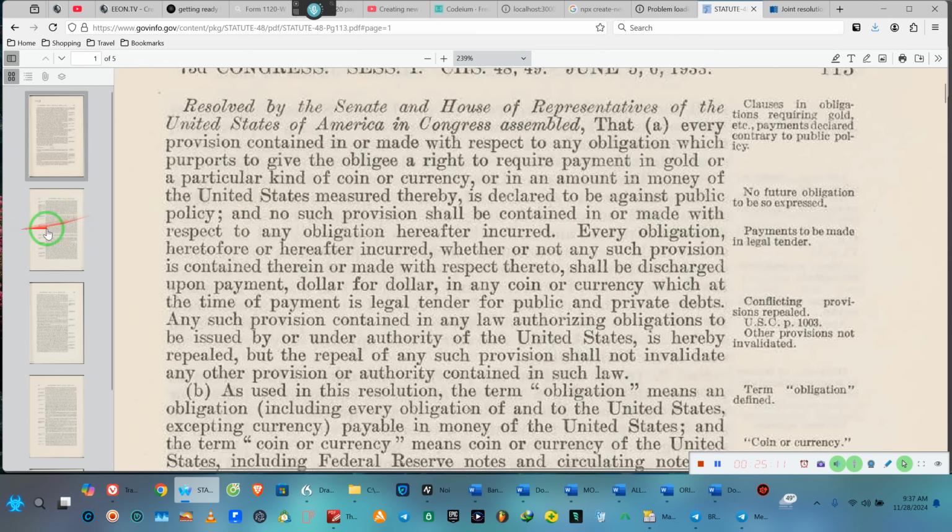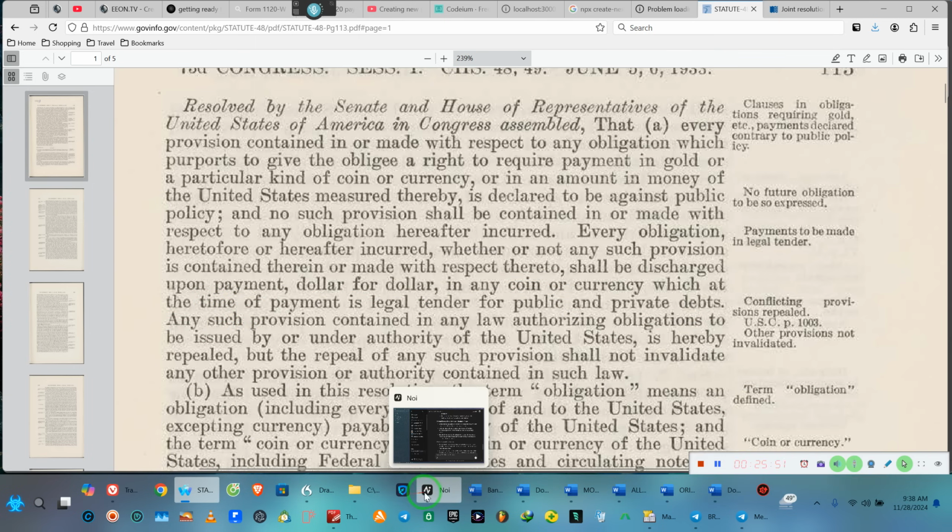So it's a violation of the law for anybody to demand a payment in a particular kind of coin or currency or an amount of money of the United States measured thereby. And no such provision, even if it's contained in or made with respects to any obligation or debt, doesn't even matter. It doesn't even count. Every obligation hereafter incurred, whether or not such a provision is contained in or made with respect thereto, shall be discharged upon payment at par, dollar for dollar, meaning equal value, in any coin or currency that is at the time of payment legal tender for public and private debts.